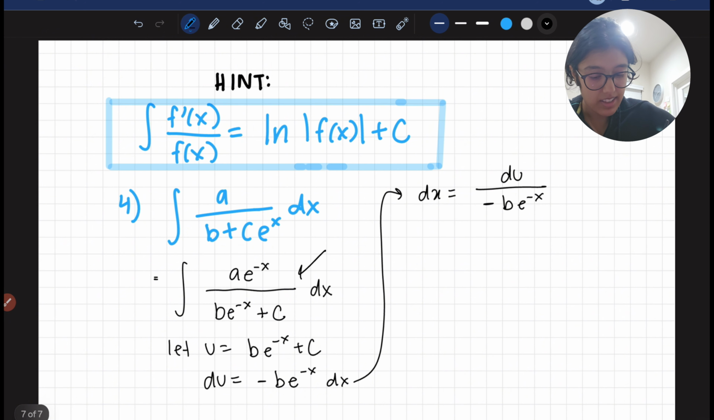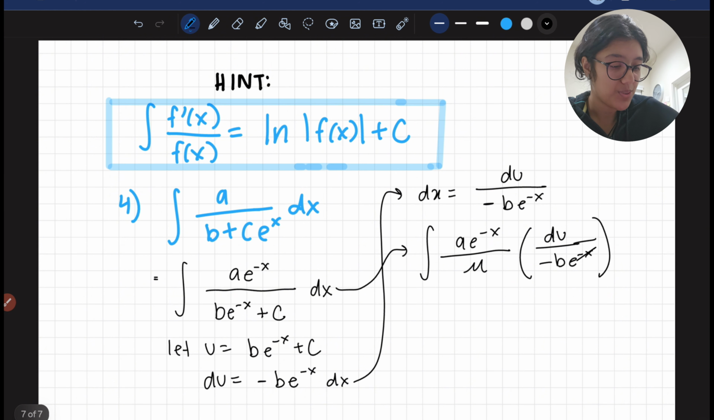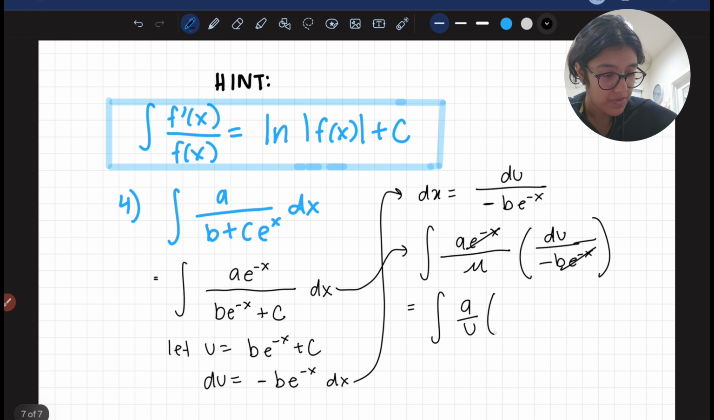I'm going to take this new function that we have, and I am going to keep it as integration of a e to the power of minus x. I'm going to leave that the same. Over, we said the denominator is u, so that's u. We found dx as du over minus b e to the power of minus x. And now we can cancel. So that cancels and that cancels. And we get integration of a over u times du over minus b.